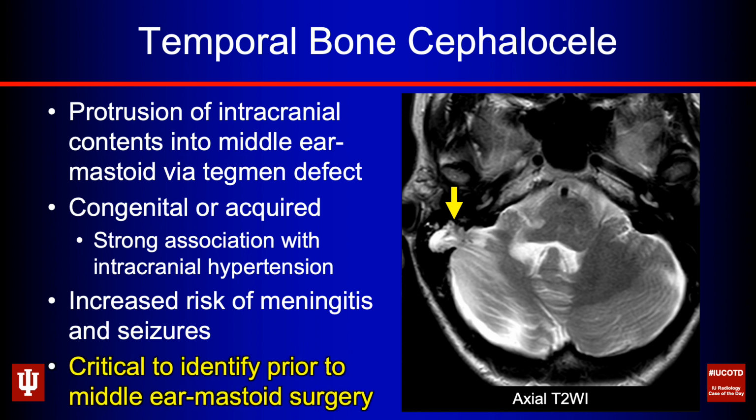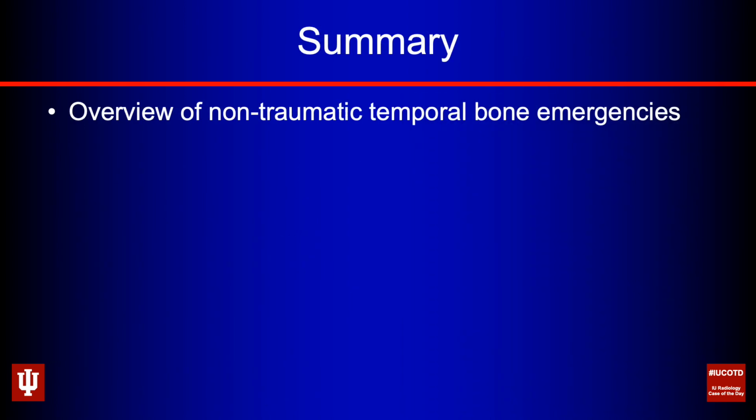But this is just a critical thing that you want to identify and point out to the surgeons before they do middle ear and mastoid surgery, because the last thing they want to do is get in there and realize they've got a hunk of brain that's herniating down, which is going to make it a more difficult surgery and something they potentially are going to have to work in concert with neurosurgery for repair. Okay, so that was a whirlwind overview of some non-traumatic.